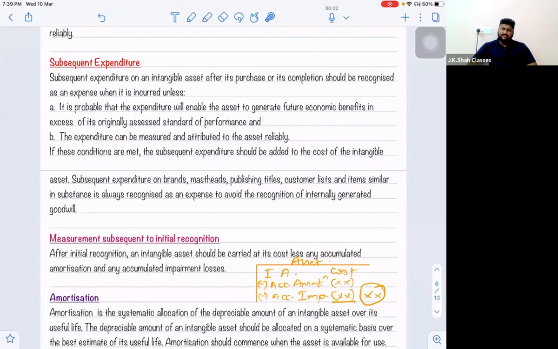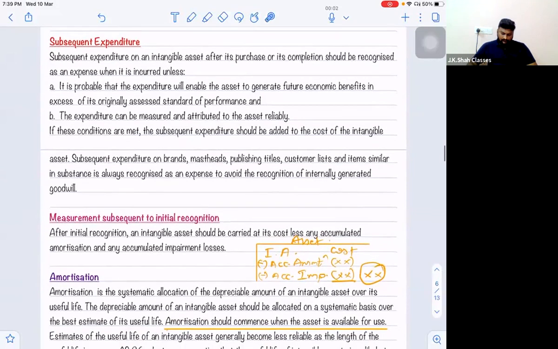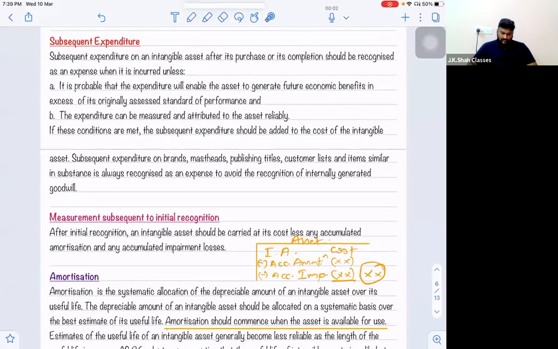Hello, sir. Yes, sir. I want one clarification regarding this one point in the research phase, which says no asset is to be recognized when it is in the research phase, right? So what does it actually mean?